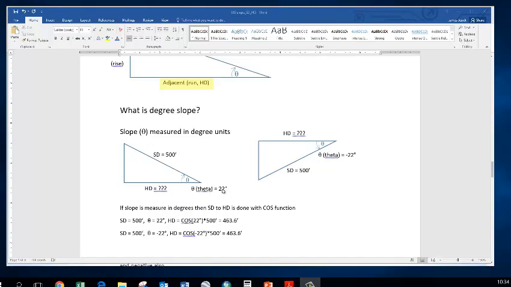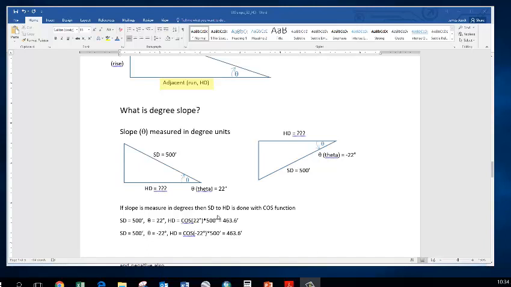You pull out an angle measuring device, and it measures from the horizon up to the top of that slope. It's 22 degrees. If the slope is measured in degrees, then to convert slope distance to horizontal distance, you use the cosine function. It's really simple. The slope distance is 500 feet, theta is 22 degrees, and it's just this formula right here: cosine of the degree slope times the slope distance.